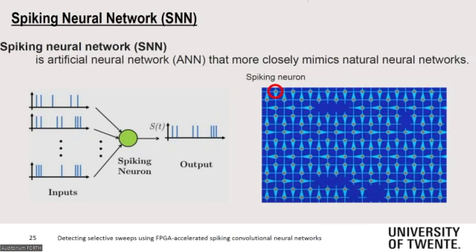Here, the output from the previous layer will be the input for the spiking neurons. Based on a threshold, the spiking neuron will emit a spike to the next layers. So on the right figure, each node point represents a spiking neuron, and the spiking neural network is a set of spiking neurons connected with each other.